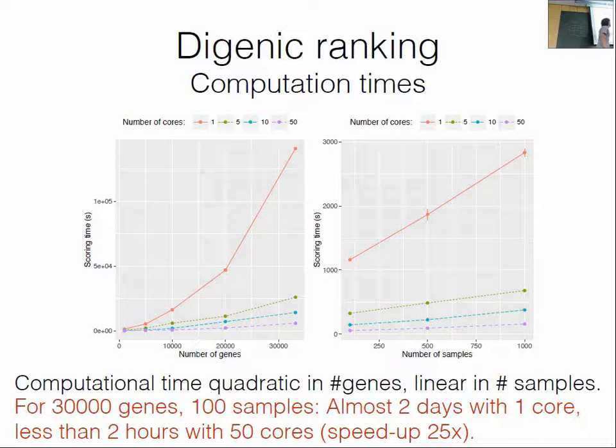And then if we increase the number of cores further, the gains are less proportional to the number of cores that we add because of the overhead of communications in the network. But for 50 cores, for example, the gain is about 25 times in terms of computation time. It takes a bit less than 2 hours in this case. Are there any questions?